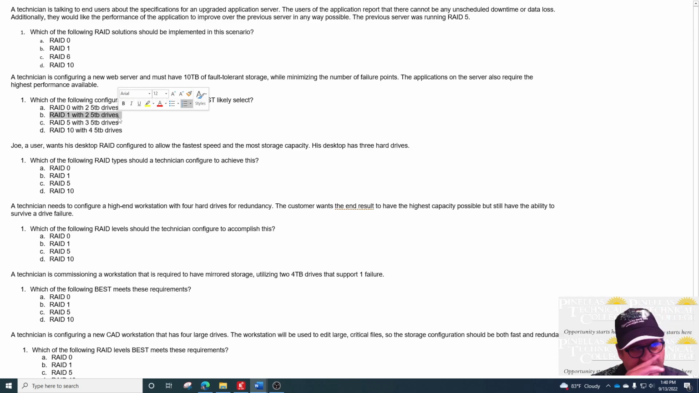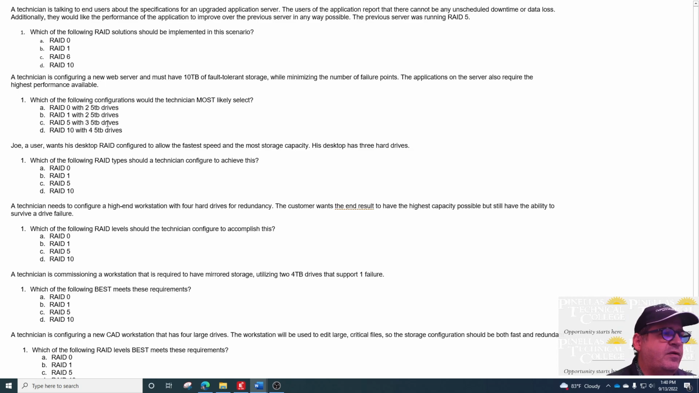RAID 1 with 2 5-terabyte drives. Well, RAID 1 does give us redundancy. Gives us that fault tolerance we're looking for. But as you know, when you set up a RAID 1, we lose 50% of our drive space. So we've got 2 5-terabyte drives, 10 terabytes, but we're going to lose 50% of that, so we're only going to end up with 5 terabytes of space, and that doesn't meet the requirement of 10 terabytes.